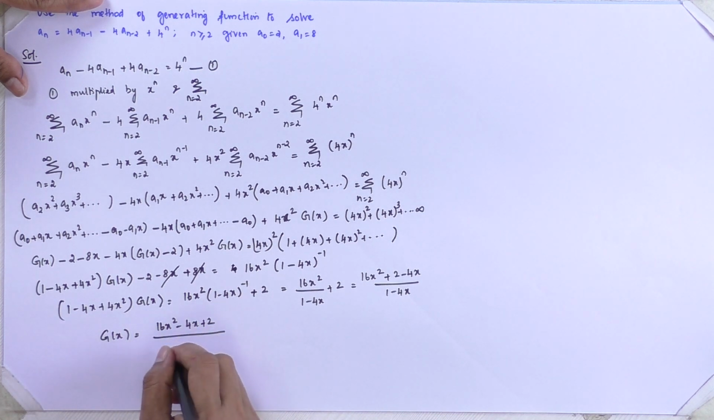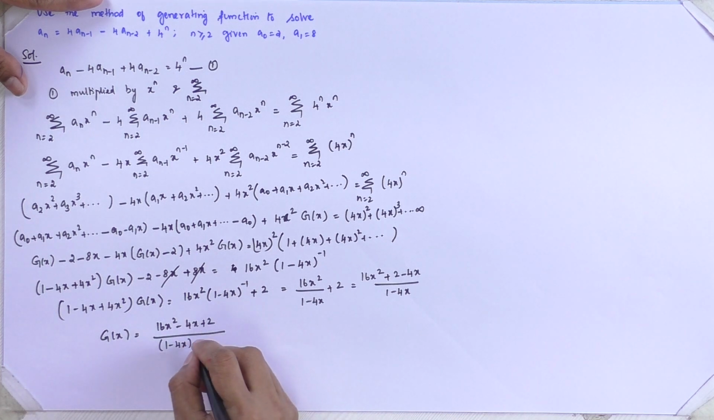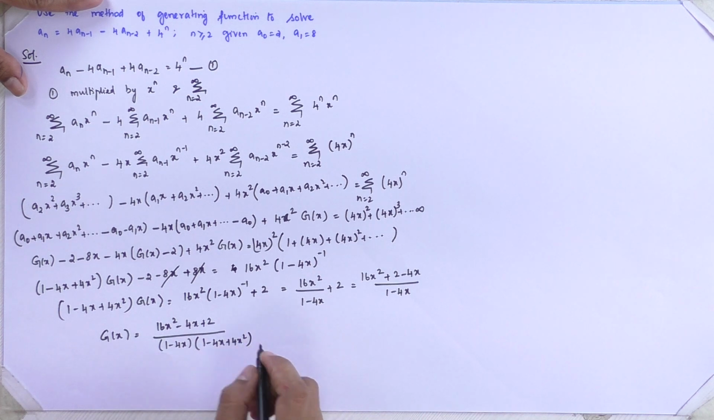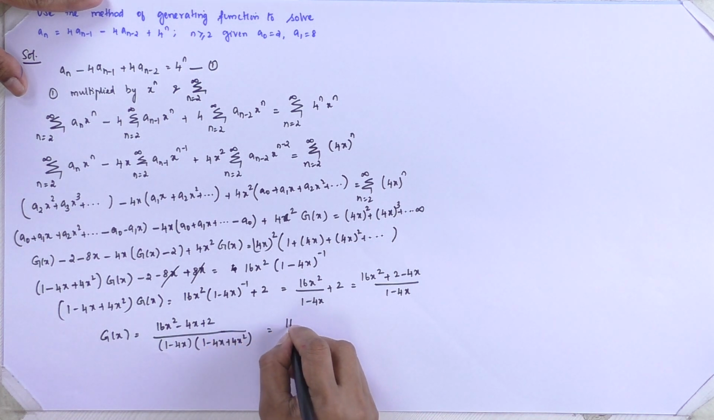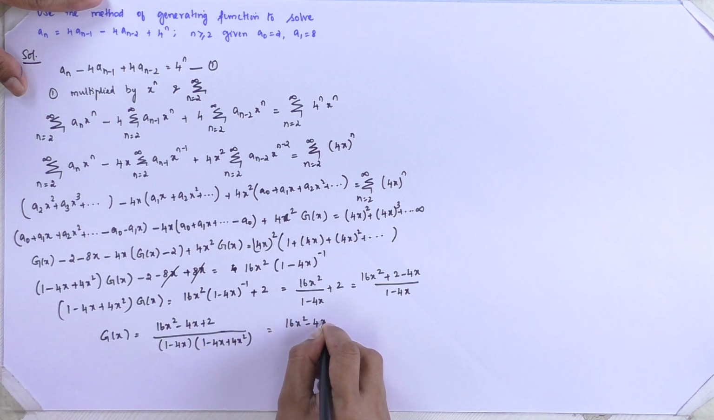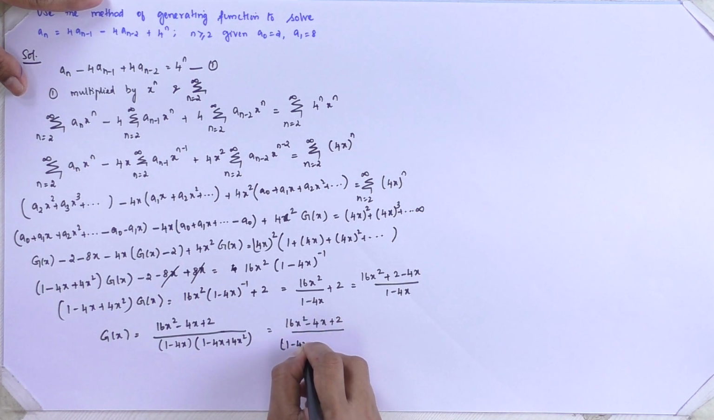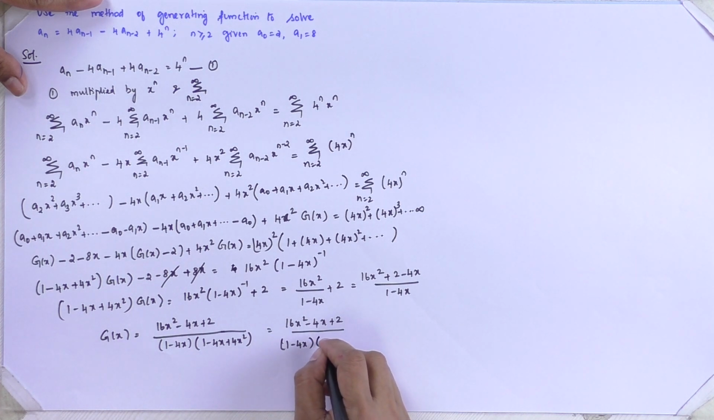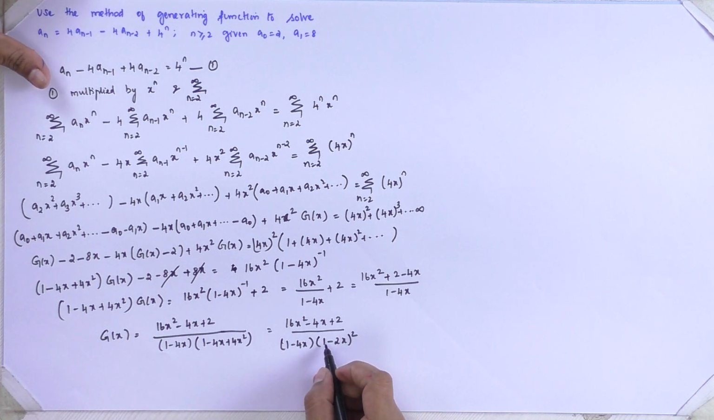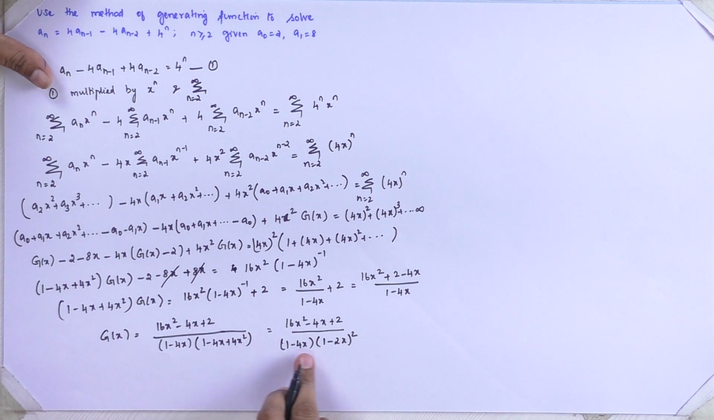plus 2 divided by 1 minus 4x and 1 minus 4x plus 4x square, or this will be 16x square minus 4x plus 2 divided by (1 minus 4x) into (1 minus 2x) the whole square. Just expand this. 1 square is 1, b square is 4x square I will have, minus 2ab in the sense 4x I will have.